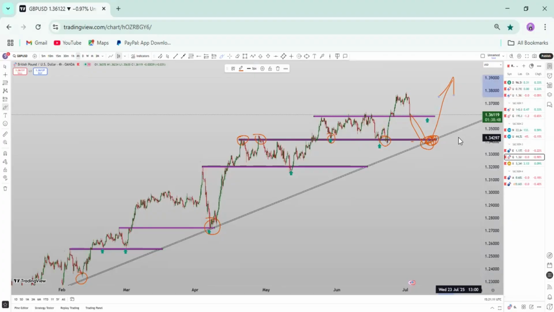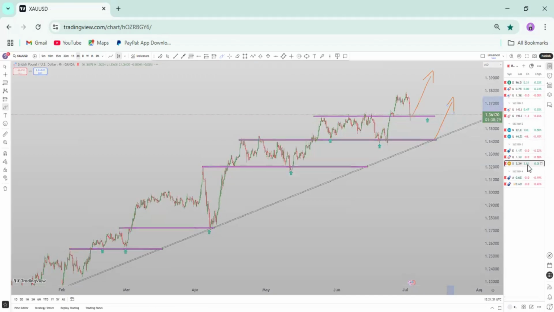So these are the two things that I'm expecting to see on GBPUSD. First thing, the market to reverse around this area. And the second thing, the market to reverse around that area. So these are the setups that I'm expecting to see on GBPUSD for this coming week.